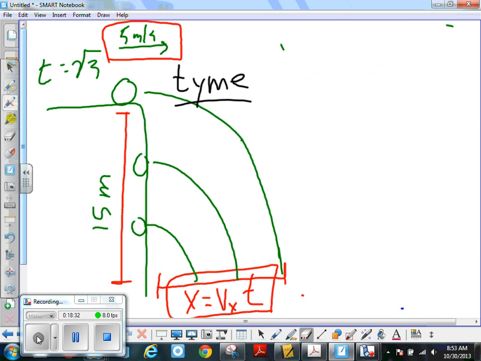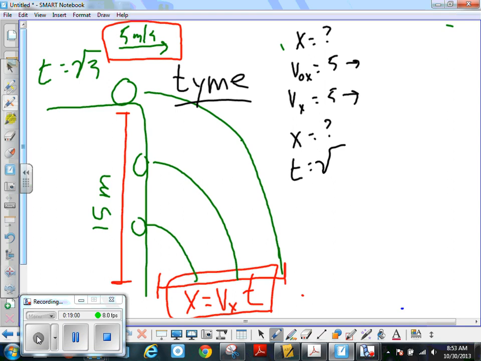We'll look at a checklist this first time, but I'll probably never do it again. The x is what we're looking for. The velocity in the x direction initially is 5 in that direction. The velocity final in the x direction is 5, because there's no force to accelerate that in the x direction. The displacement is what we're looking for. The time that it gets to happen is the square root of 3. The acceleration is 0. Oh, I guess I did displacement twice.